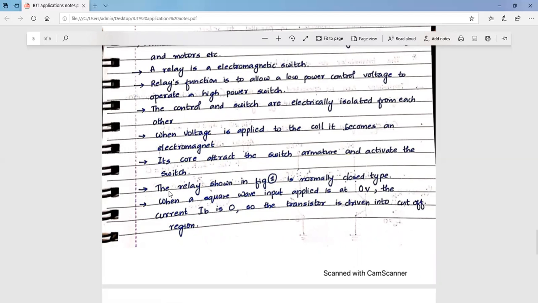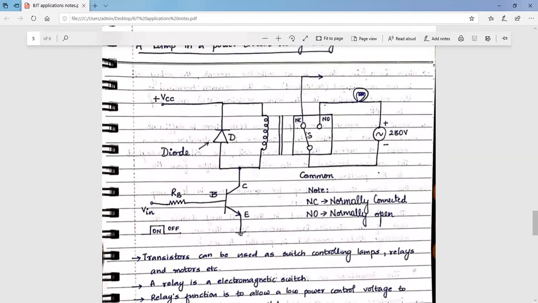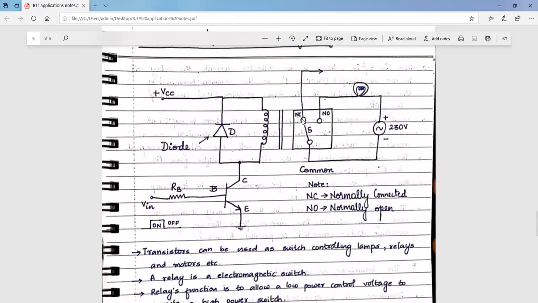So now let us see the relay shown in figure 1. It will always remain in the normally closed type. Clear? Now here, if you see the switch, it will always remain in the normally closed condition. Fine.